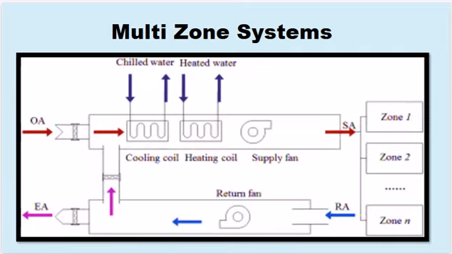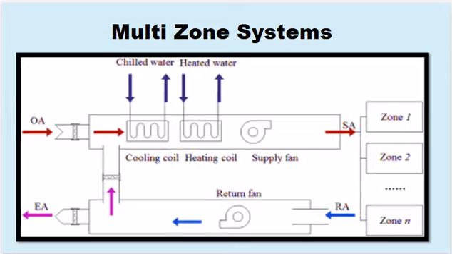Multi-zone systems. Next, let's talk about multi-zone systems. A multi-zone system uses separate ducts to control heating and cooling independently in different zones of a building. This means each zone can have its own temperature setting based on its specific needs. The system adjusts airflow based on demand, only providing heating or cooling to spaces that require it.